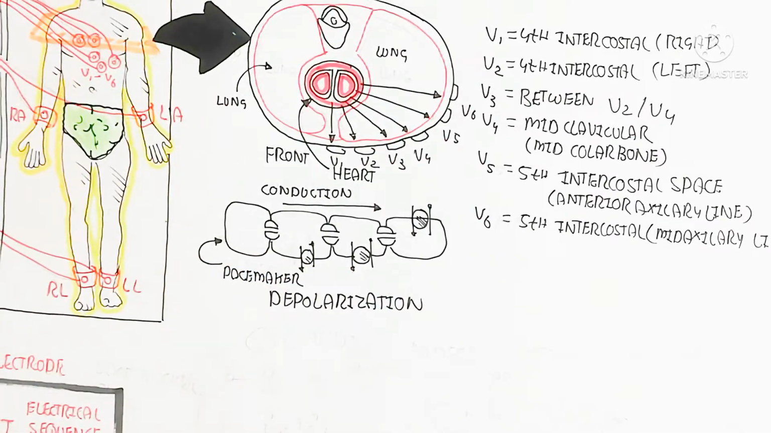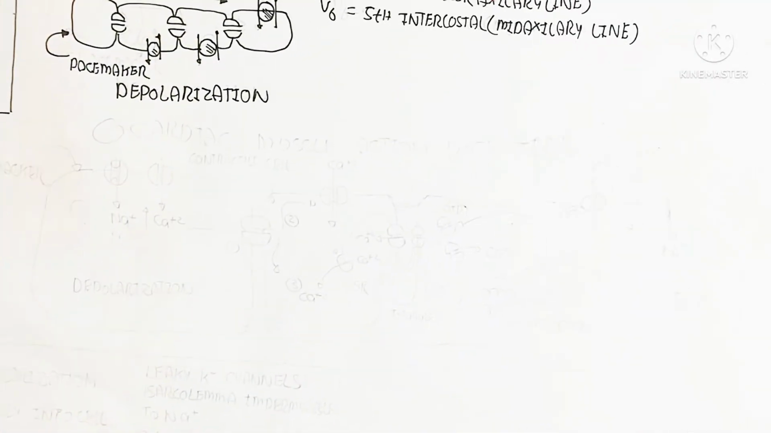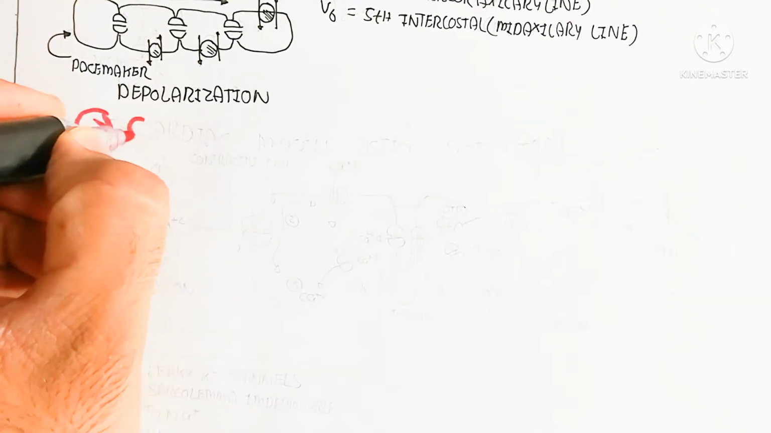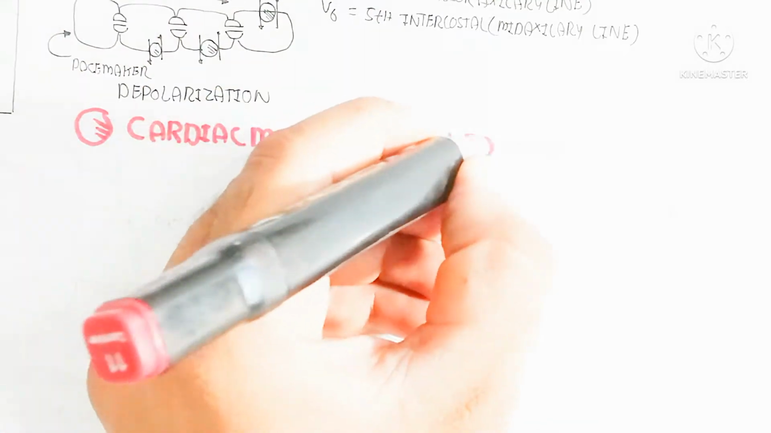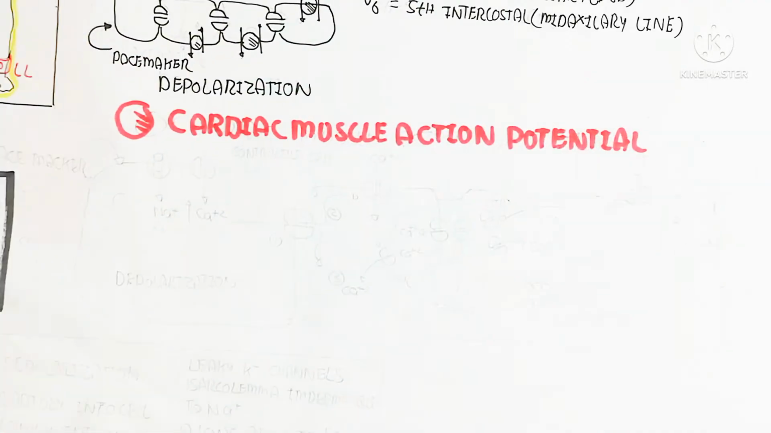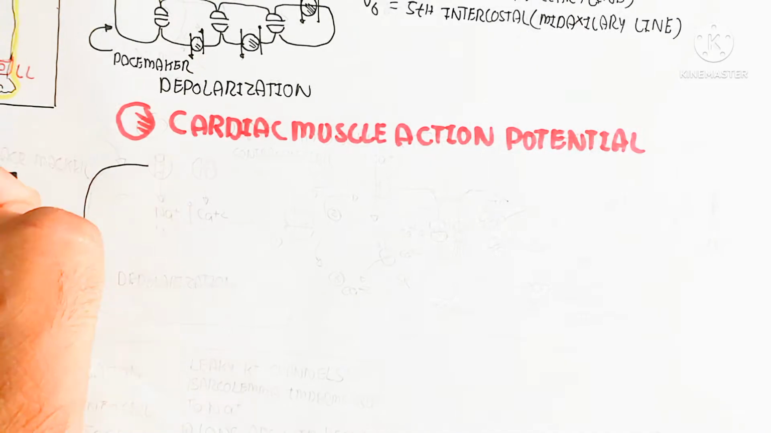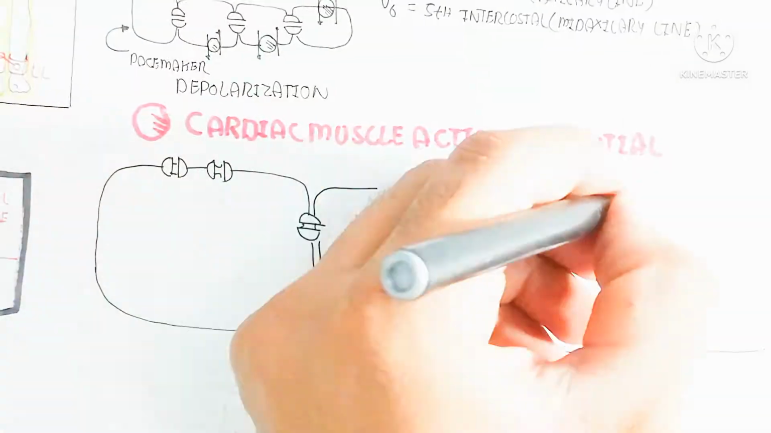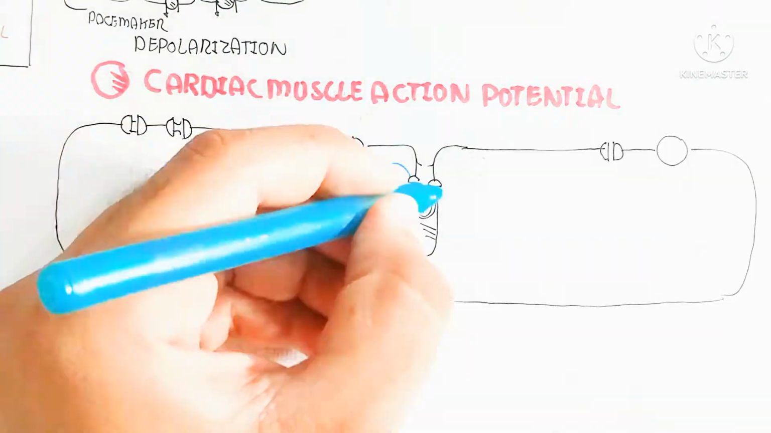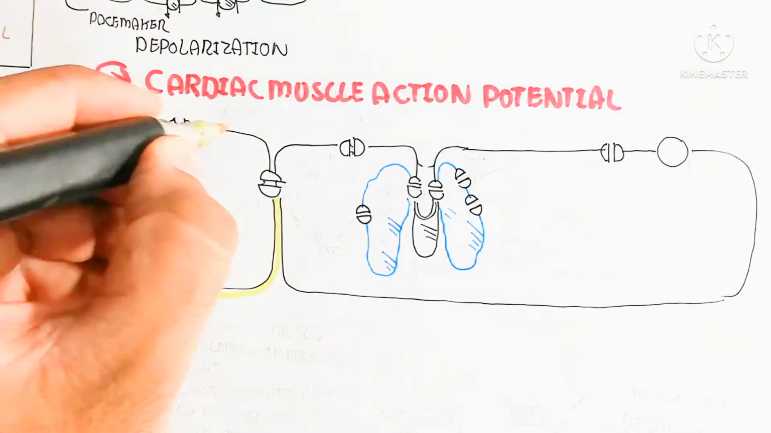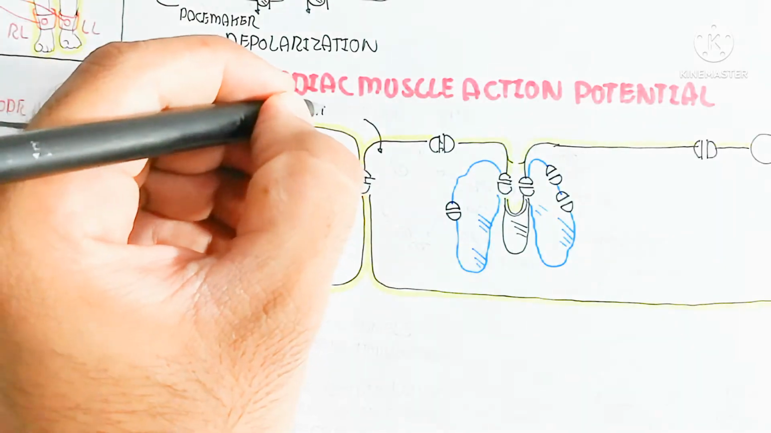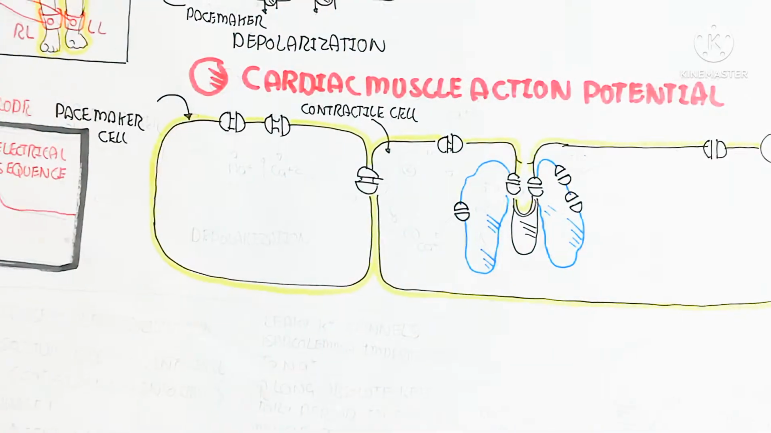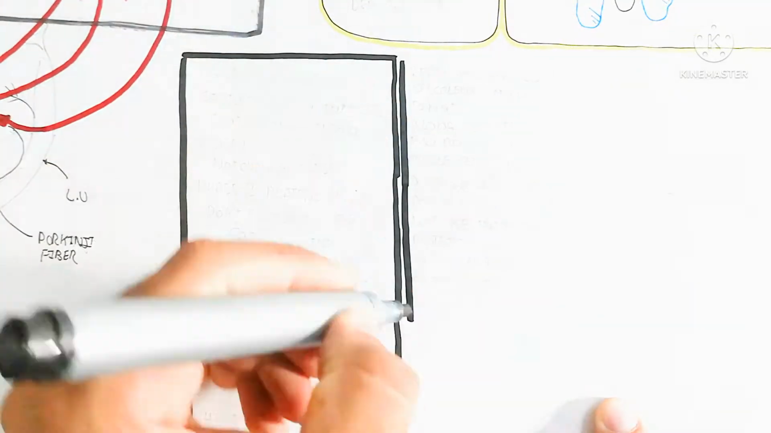So anyhow, this is the pacemaker, and the depolarization will occur after the pacemaker, and this way we get the cardiac muscle action potential. Let's begin to understand the cardiac muscle action potential, because we are just getting the overview of the electrocardiogram. This is the cardiac muscle action potential, and it begins from the pacemaker cell and depolarization.